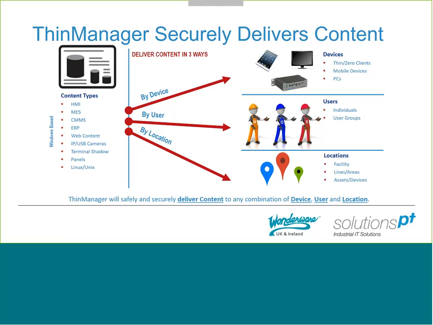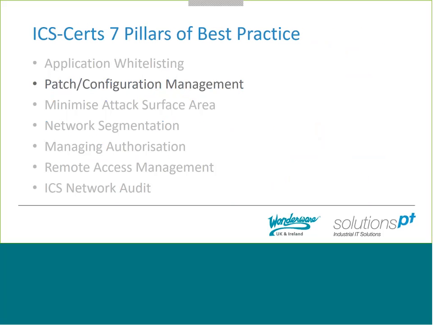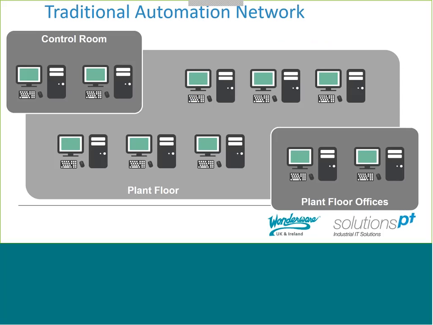So that is a way of securely delivering content, and by using RDS, it means that you haven't got those applications living on thick clients dotted all around the Plant 4. You've got them on nicely protected servers with only the people allowed to access them being able to do so. So then if we move on to patch and configuration management, if we stay with a Theme Manager theme and we look at a traditional automation network, you can see it there. We've got a control room, a Plant 4, some Plant 4 offices. Every single one of those stations has got a display, keyboard and mouse, and a PC.